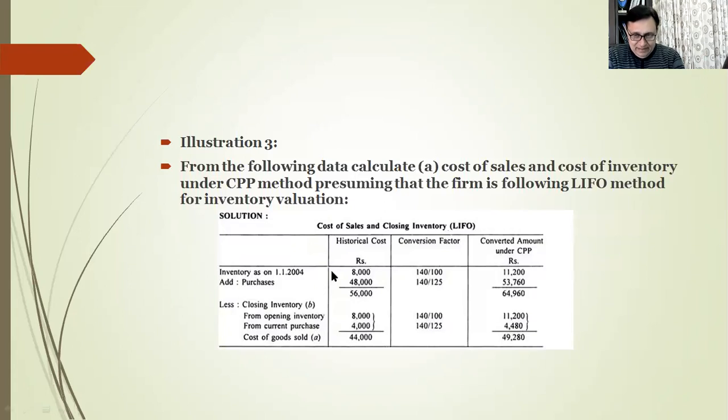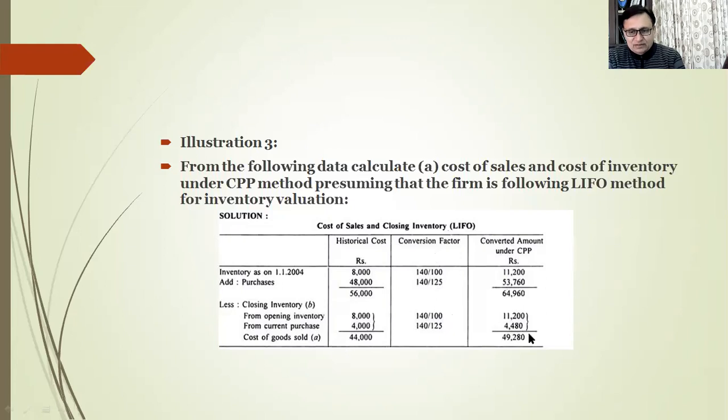So inventory in the beginning is given, historical cost purchases is given. Similarly, closing stock is given. For openings, from opening inventory 8,000, from closing inventory 4,000, cost of goods is calculated. Here the conversion factors are given to you. So average conversion factor is 140, and at the time of purchase of these assets, different indexes are given, and these conversion factors are calculated.